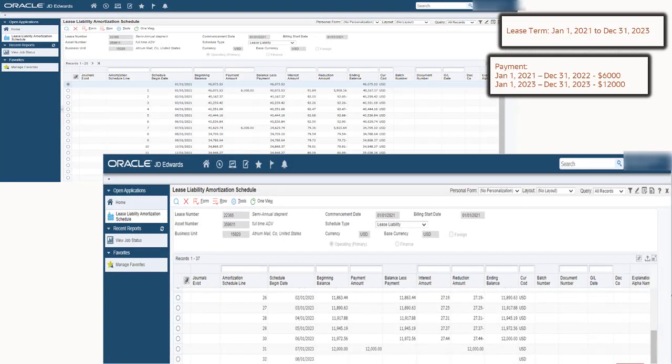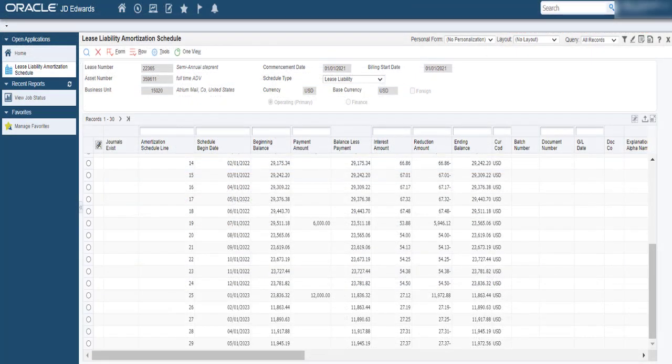Let us look at another scenario. The lease in this example starts on January 1st, 2021 and ends on December 31st, 2023. This lease has a semi-annual billing frequency with step rent. The payment amount for the first and second billing periods, that is January through December 2021 and January through December 2022, is $6,000 each. The payment amount for the final billing period, that is January through December 2023, is $12,000.